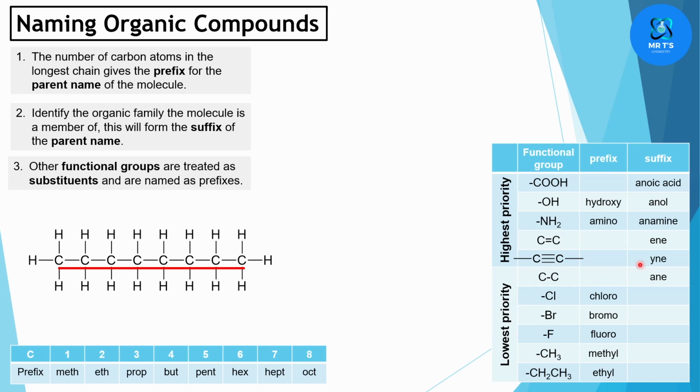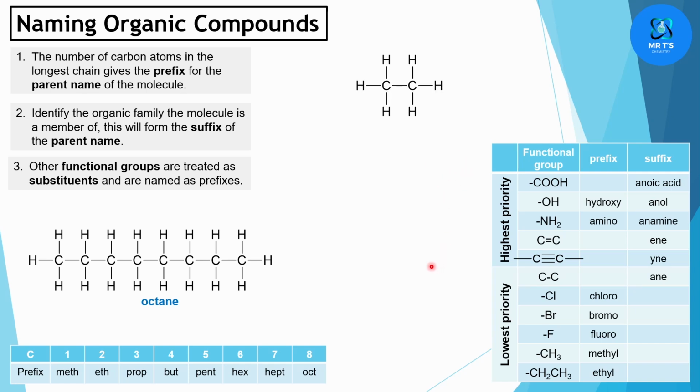Because the only type of bond that it has is a carbon-carbon single bond, its suffix is going to be -ane. So this molecule is going to be called octane. We don't have any other functional groups coming off. There are no atoms attached apart from hydrogens, so this is its name in full. Let's look at the next molecule.